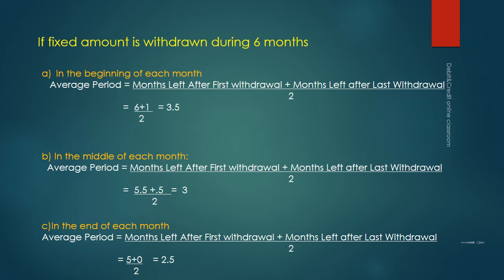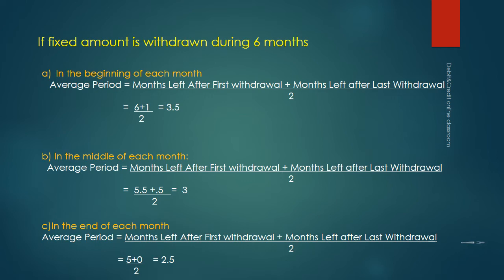And if the withdrawal is in the middle of each month, then months left after first withdrawal will be 5.5. And months left after last withdrawal will be 0.5. That is half month. So average period will be 5.5 plus 0.5 divided by 2, that is equal to 3.